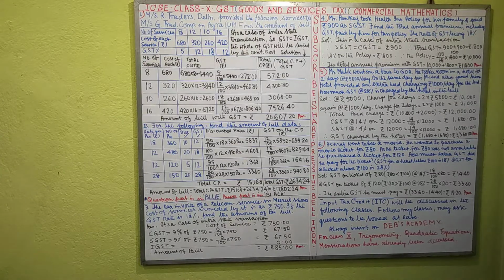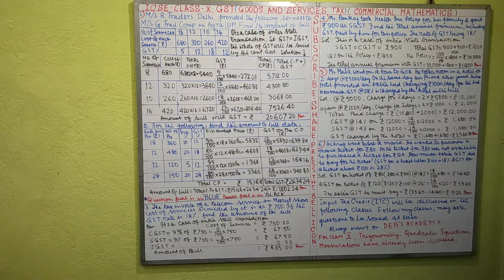This is the question. Since the transaction is from Delhi to Agra, it's a case of interstate transaction. So GST equals IGST. The whole of GST will be levied by the central government.